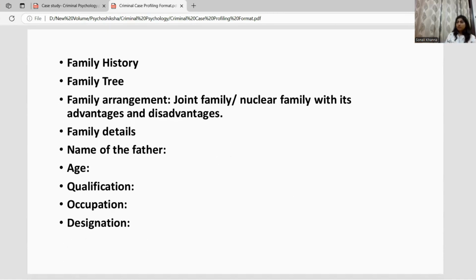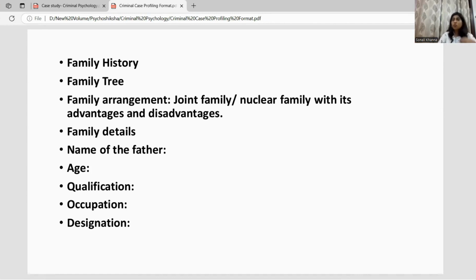Then we have to come up with a family history. So, family history involves a family tree. Family history means what type of family background he or she was living in. Okay, family tree, how many people were there? Mama, Papa, Dada, Dadi, siblings, living with Chacha, Chachi, Tauji, Bua, Masi, living with Nana, Nani, etc. Then family arrangement, was it joint or nuclear, with its advantages and disadvantages.